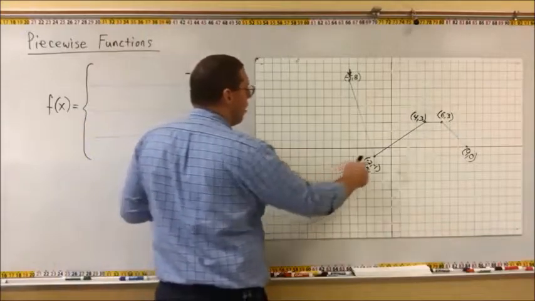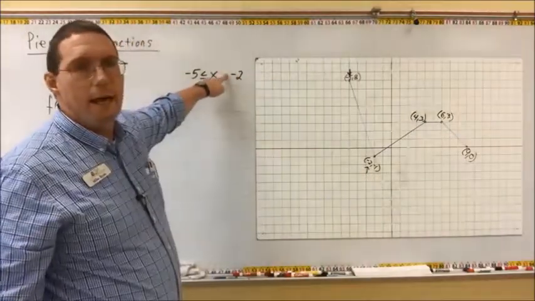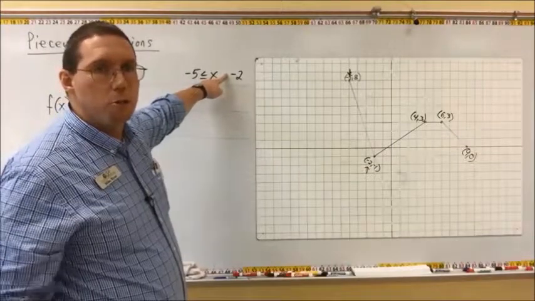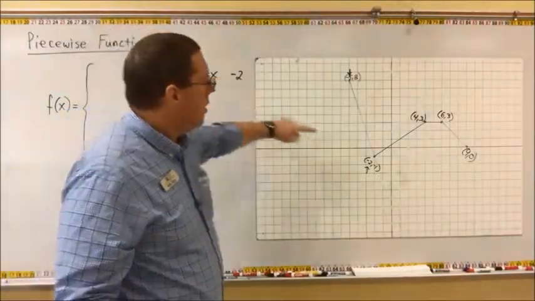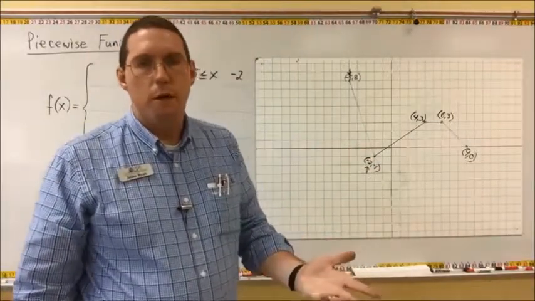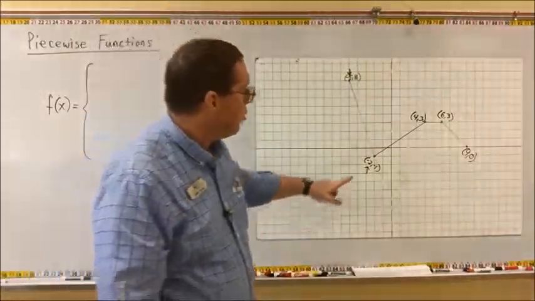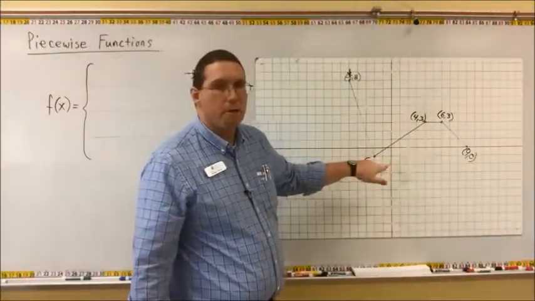Now here you may say, well, we're going to put a -2 here, but Mr. Ryan, should we put a less than or equal to, or should we just put a less than? It is a closed circle, so we could put less than or equal to, but we could also put less than as long as we put the or equal to on the next piece.